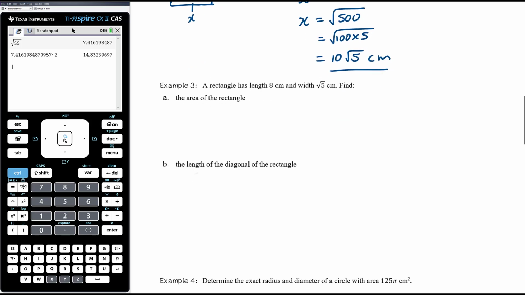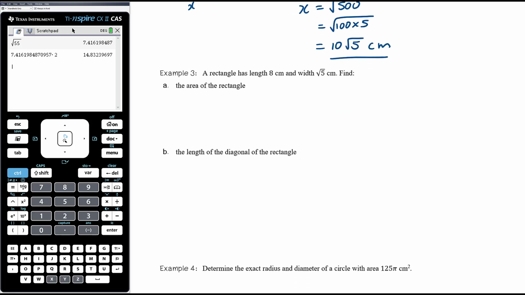Alright, example 3. A rectangle has length 8 centimetres and width root 5 centimetres. So we're going to have 8 by root 5. Remember root 5 is a bit more than root 4, so root 4 is 2, so it's 2 point something by 8. We want to find the area of the rectangle. Well, that's easy. Area is just going to be 8 times root 5, so 8 root 5. That's in simplest form.